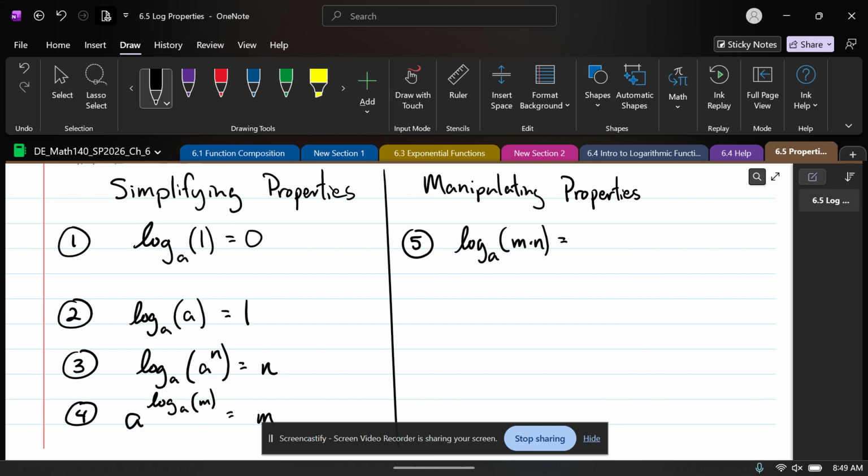If you're multiplying on the inside of the logarithm, you can manipulate that to be the sum of 2 separate logarithms. Multiplication can become addition, splitting it apart. You can go the other direction. If you have addition, you can put it together as a single log with multiplication. We're going to go both directions when we're doing the properties today.